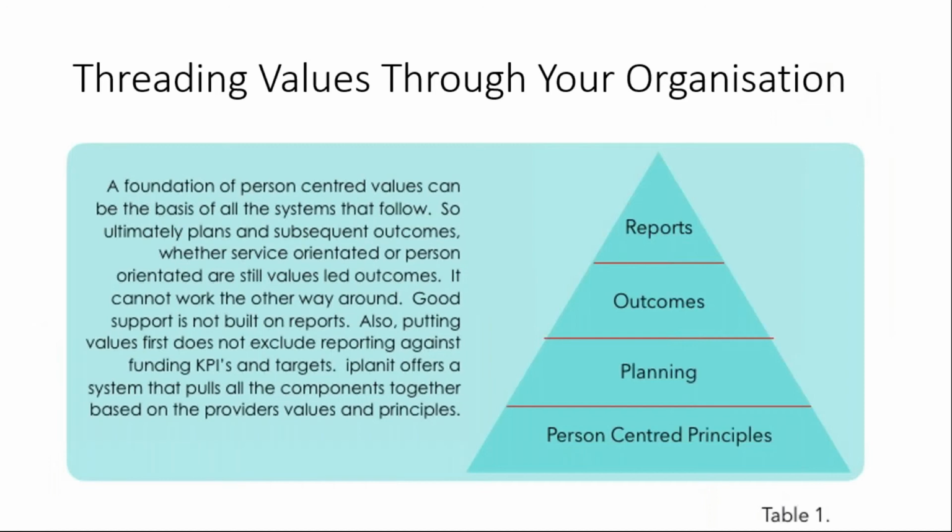And I think when you want to thread values through your organization, you start with person-centered principles. There's the planning and the outcome side, and then finally there's the report on what's happening with that. And those reports can be the key performance indicators. So these key performance indicators can thread through all of that. You can have your planning informed by the key performance indicators, or your key performance indicators can just be measurements against what you're doing with your planning. It's really up to you. But the point with iPlanet is that it brings these things together.